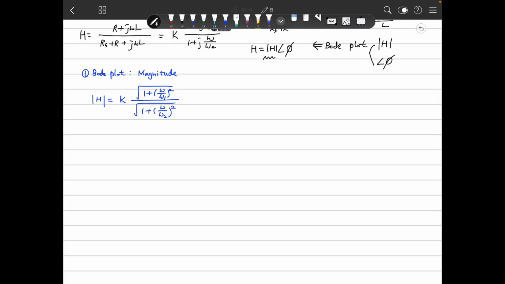Magnitude is in this manner here. This is magnitude, so we need to draw the Bode plot. To do that, we need to divide this Bode plot based on the corner frequency. We have two corner frequencies, omega 1 and omega 2. So what happens to H? We need approximations.